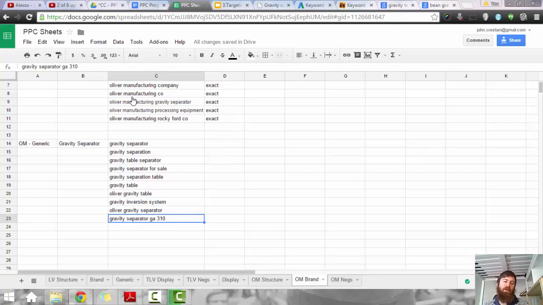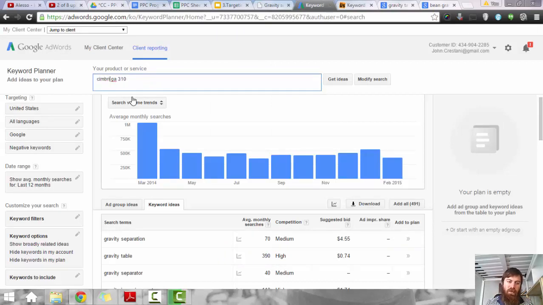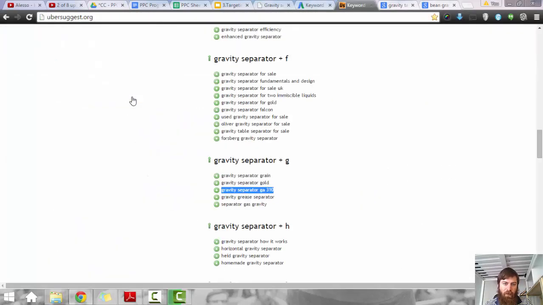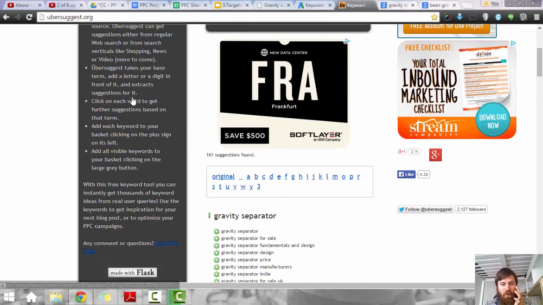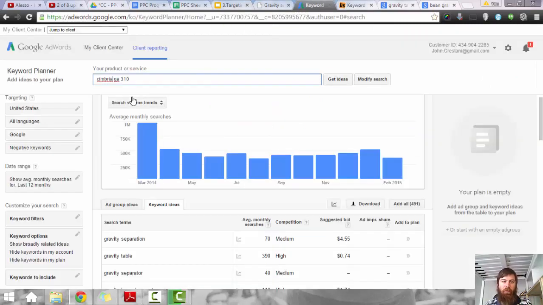So I'm guessing if they say gravity separator GA310, I'm guessing a term could be Cimbria. Is that it? Cimbria? Cimbria GA310. So let's see if that shows up.